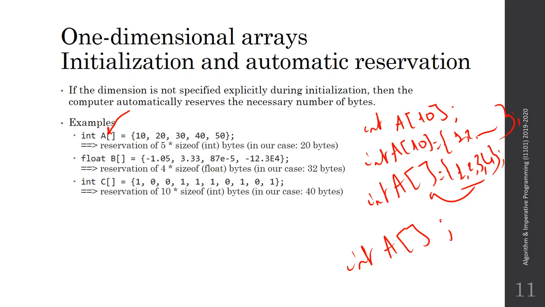However, I cannot write something like that. I cannot declare an array without initializing it, or without telling the size of the array. So this is not acceptable. So one of these is acceptable. However, declaring an array without specifying the size is not acceptable unless we initialize the variable. So here we have 5 elements. So in memory we'll have 5 multiplied by the size of the integer. Here we have 4 elements of float, so we will have 32 bytes, and here we have 10 elements.